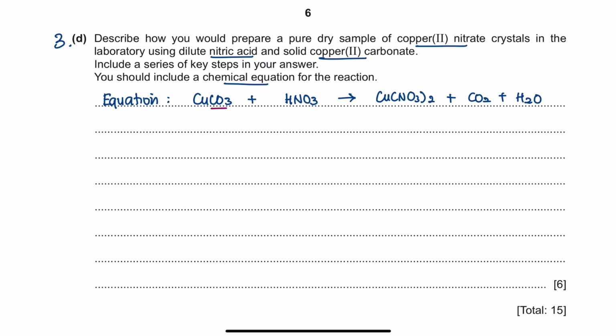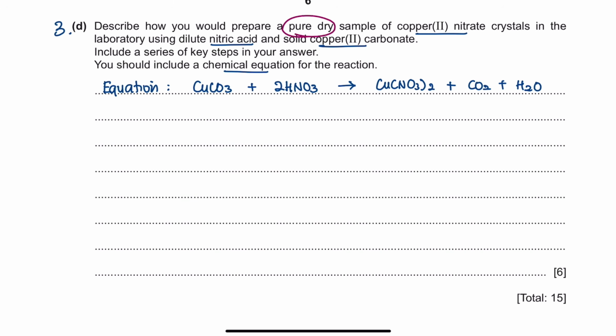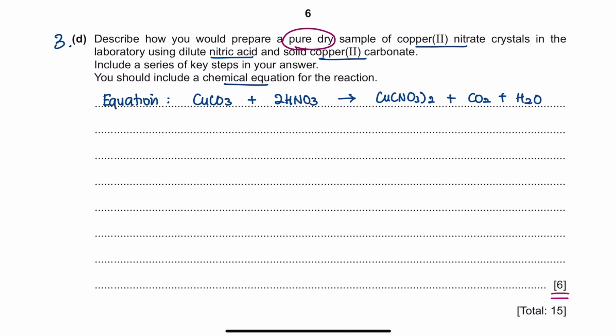Remember, anytime you have a metal carbonate, your product will always be carbon dioxide with water. Now please don't forget to balance this equation by writing a 2 over here, because you have 2 H and 2 nitrate. So this is how you balance it. Now they're asking you to prepare a pure dry sample of copper nitrate, which is this one.